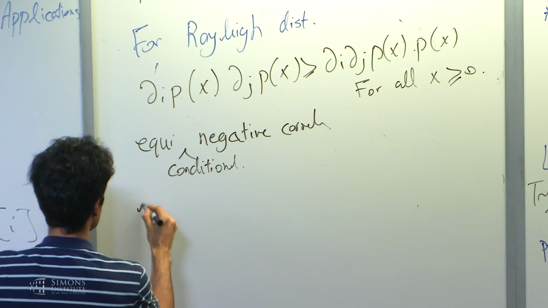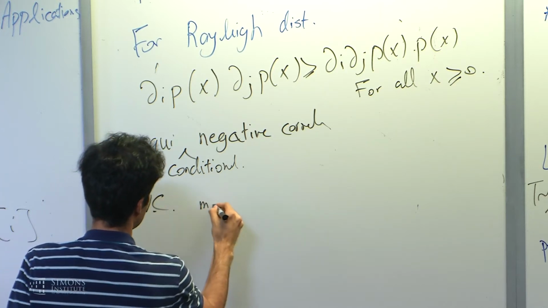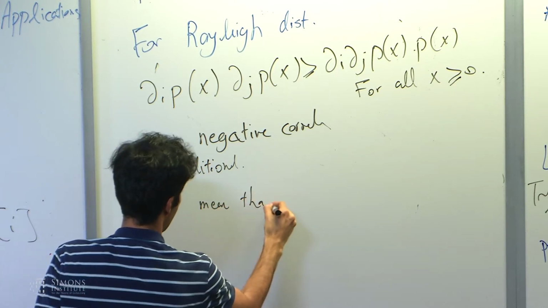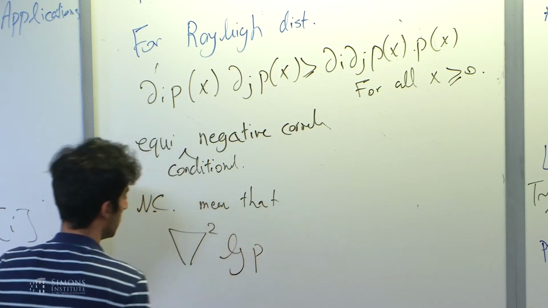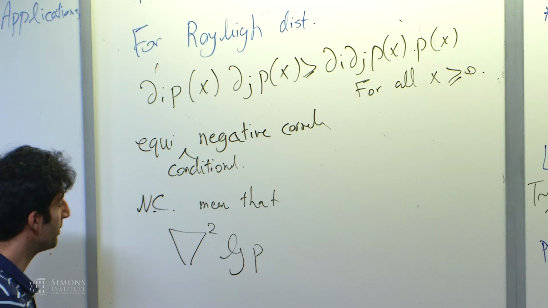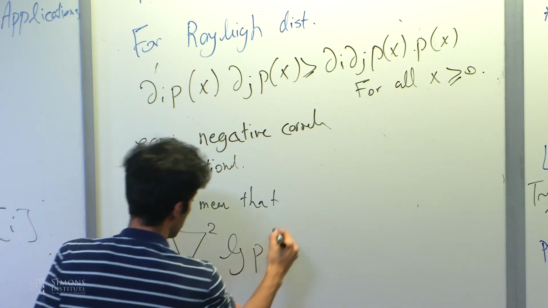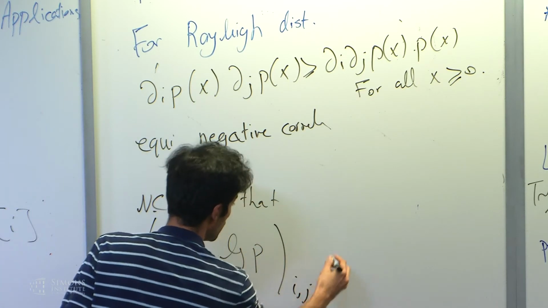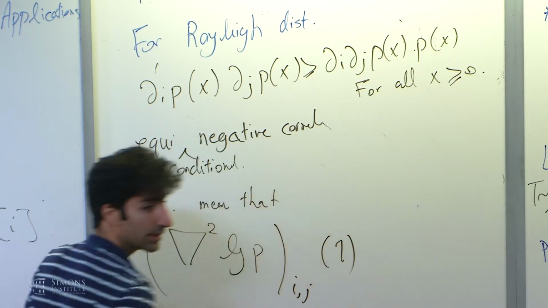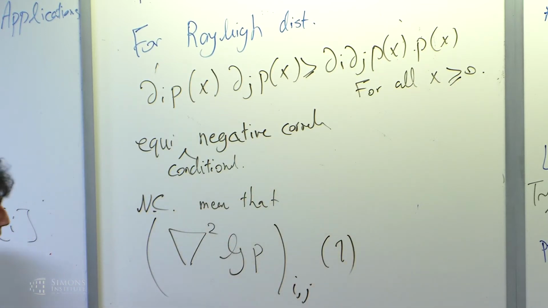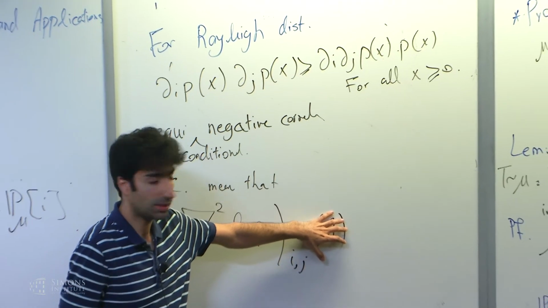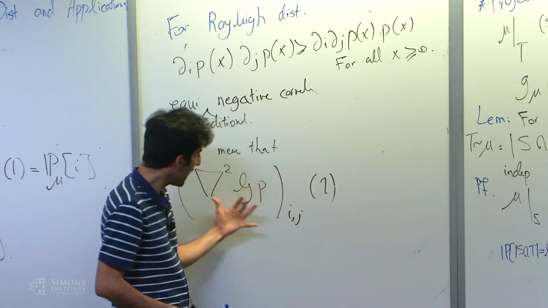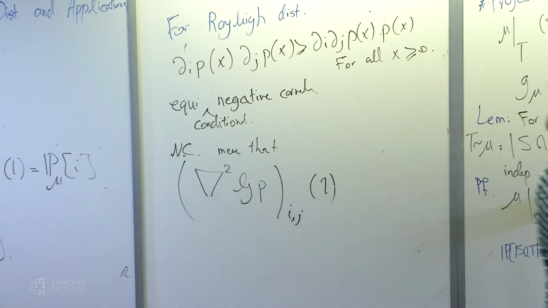So negative correlation means that if you look at the Hessian of log p, this is a matrix, an n by n matrix. You can look at the ij entry and evaluate it at the all ones vector. So it's the same as the monotonicity statement I'm talking about. So wait a second, the ij entry of the Hessian is exactly this.